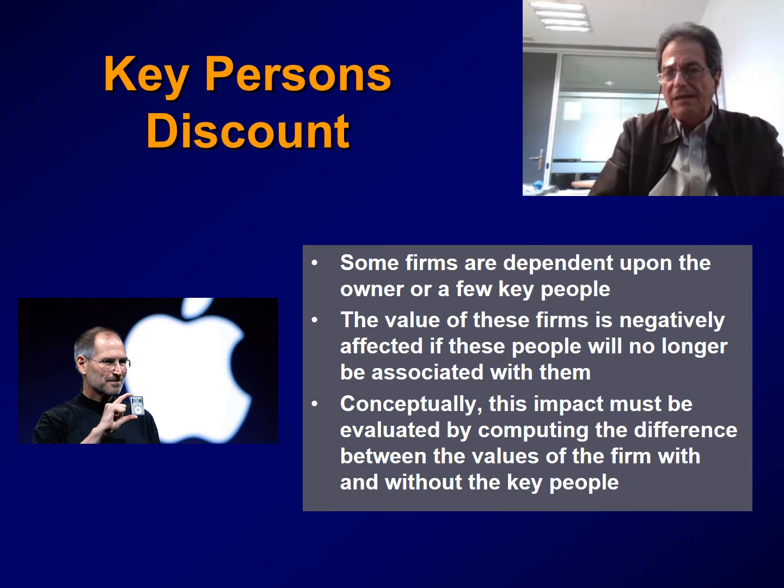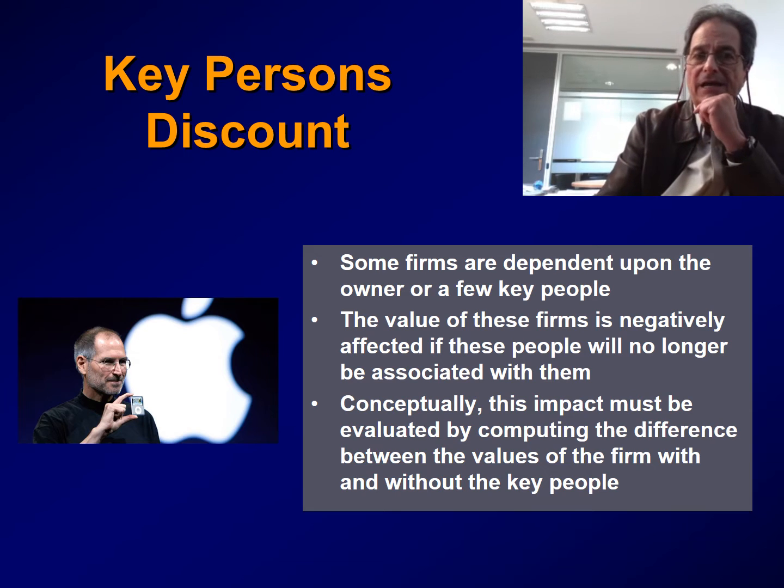Conceptually, the impact of this item must be evaluated by computing the difference between the value of the firm with and without the key people. So we find the value of the firm with the presence of the key people, the value of the firm without the presence of the key people, and of course the difference between these two values will represent the key person discount.